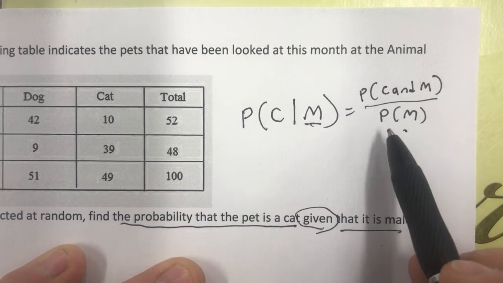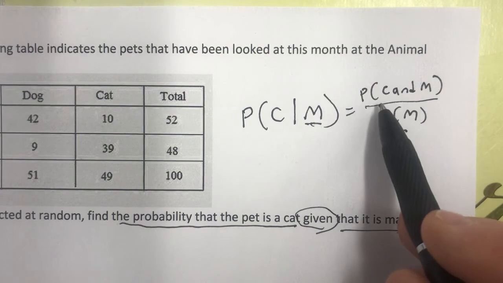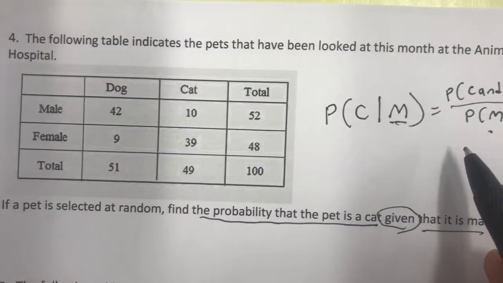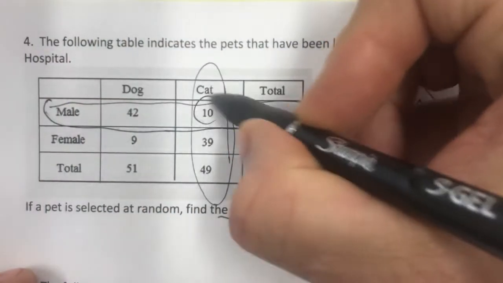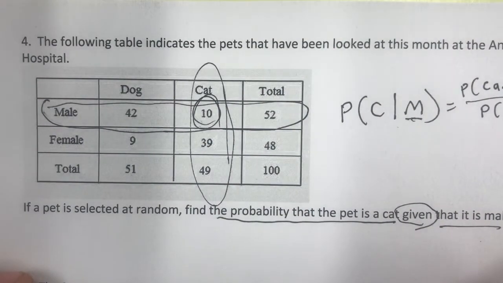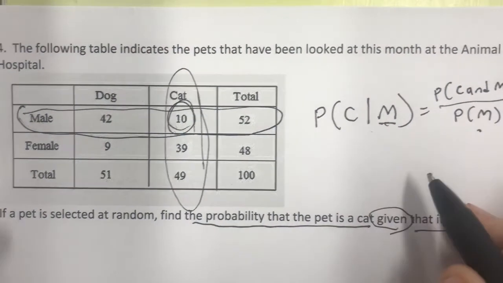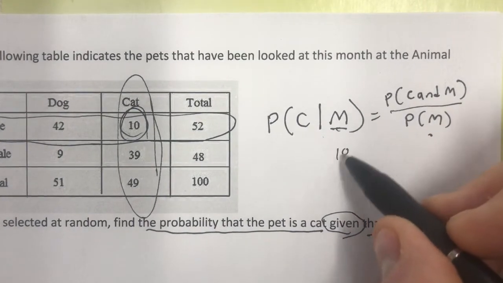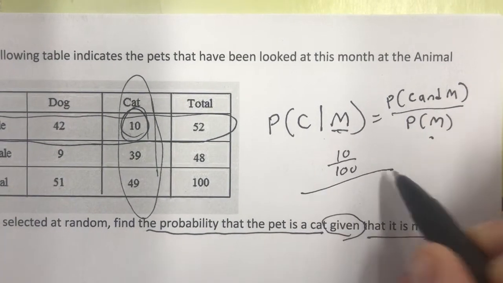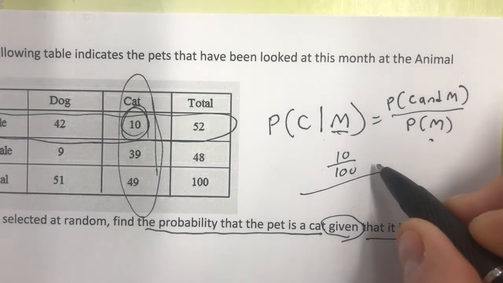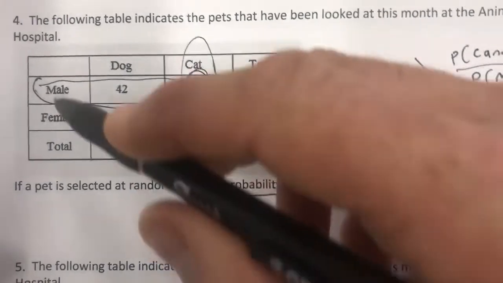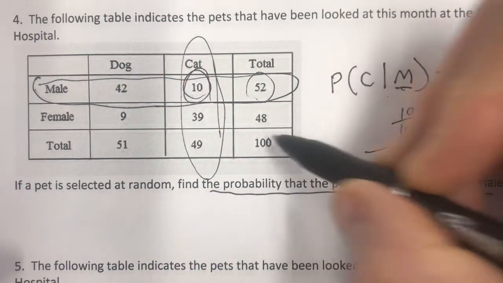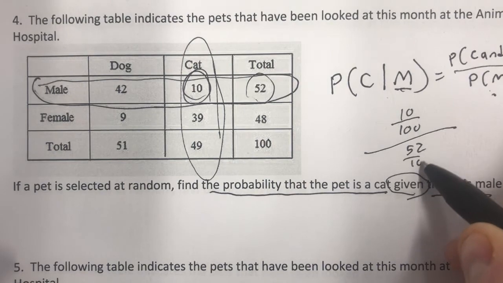So here's what I want to do. The probability that it's a cat and a male. If I look at my table here, it's got to be a cat and it's got to be a male. That's 10. So this top part is going to be 10 out of 100. Now the bottom, the probability that it's male: total males is 52 out of 100. So this is going to be 52 over 100.